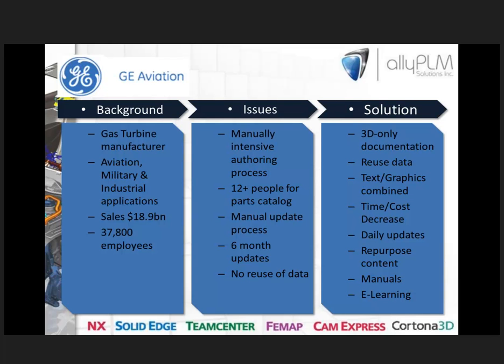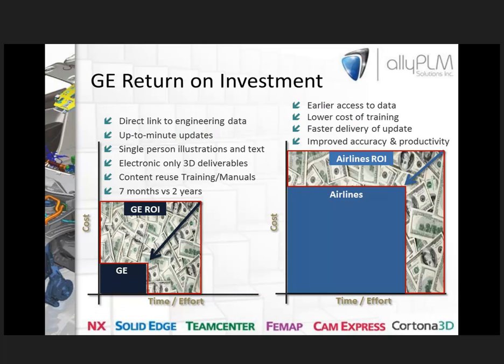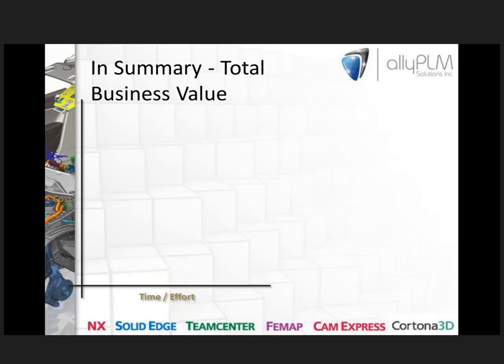They have replaced that product with a complete 3D documentation solution where they reuse their data from their CAD system and the Cortona product to produce that information. You can see some of the metrics here. They've taken that process from 2 years and 14 people down to 7 months with 2 people to produce that information. So they're getting better quality documentation to their customer, which typically is the airline, getting it to them earlier in the process, helping them reduce their cost of training, and being able to deliver those updates on a much shorter time frame, all while doing it with far fewer people in less time.